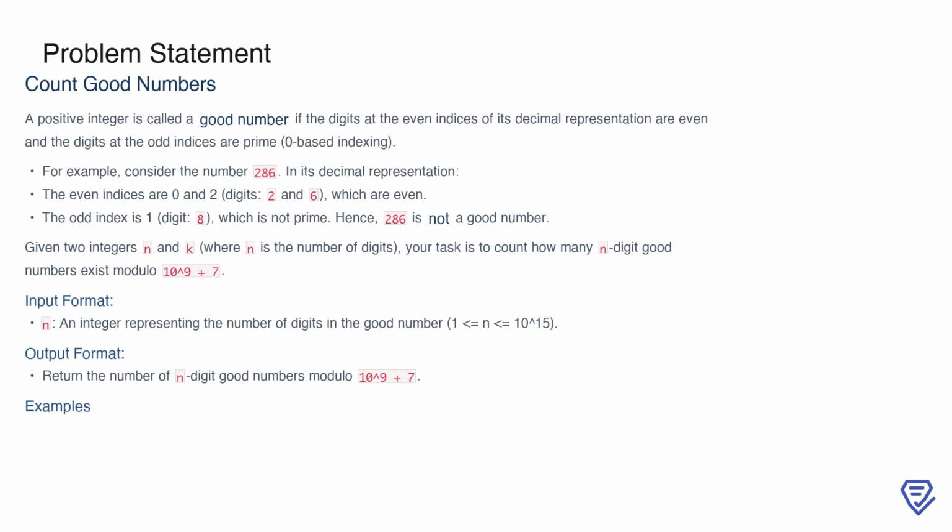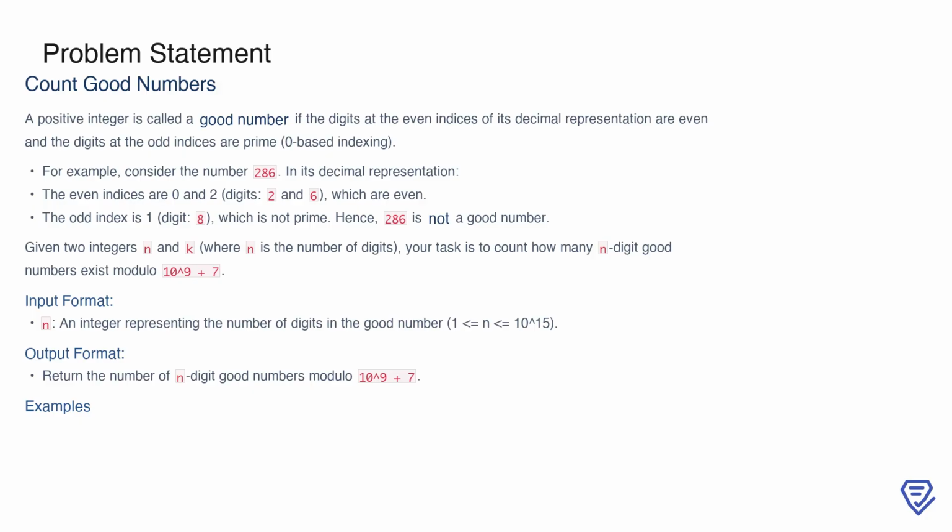In this problem, we are tasked with identifying and counting a special type of number called a good number. A positive integer qualifies as a good number if, in its decimal representation, the digits at even indices are even, and the digits at odd indices are prime. Here, we use zero-based indexing, which means the first digit is at index 0, the second digit at index 1, and so on. For example, in the number 286, the digits at even indices are 2 and 6, both of which are even. However, the digit at the odd index, 8, is not a prime number. As a result, 286 is not a good number.